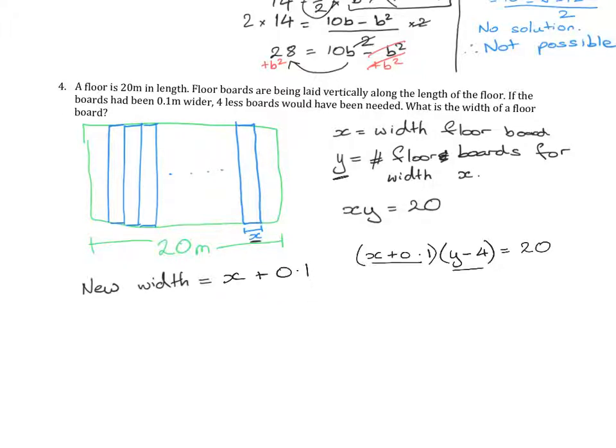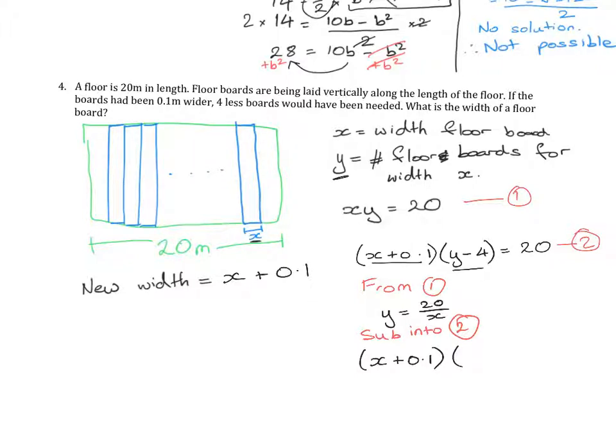Okay. So now, by using simultaneous equations, we can solve this. For instance, if I call this 1 and I call this 2, from 1, we can get y equals 20 on x by dividing both sides by x. Now I'm going to sub that into 2 and get x plus 0.1 times 20 on x minus 4 equals 20.